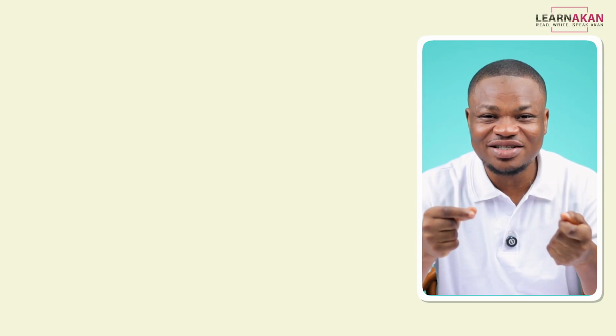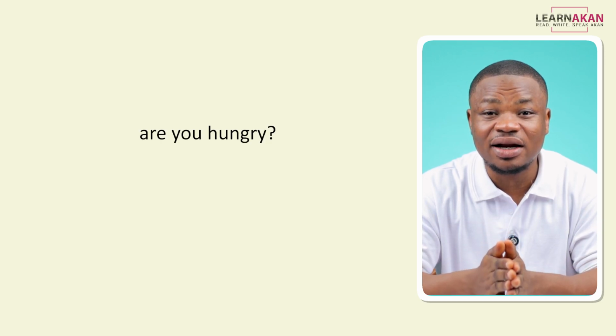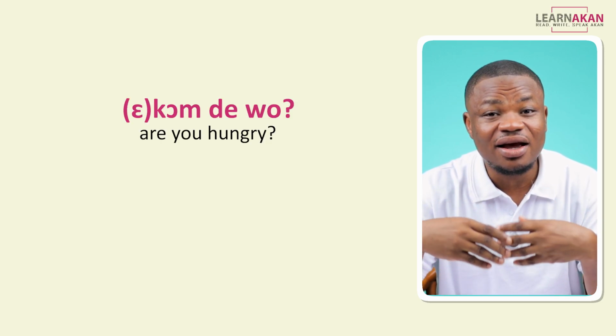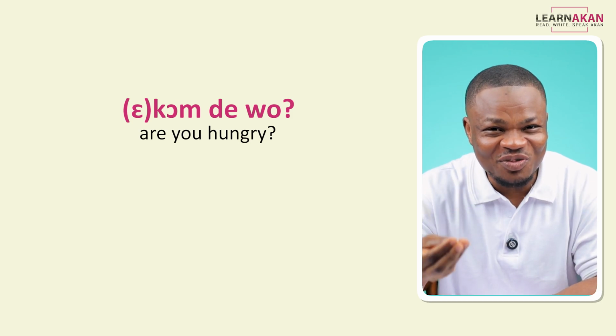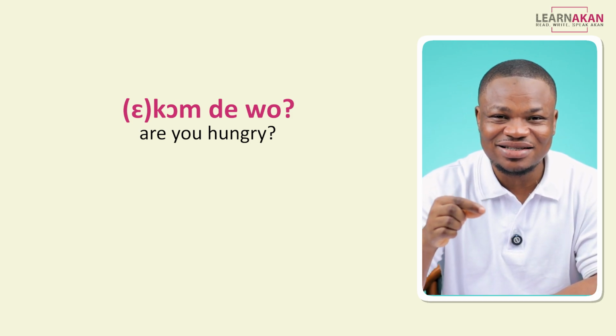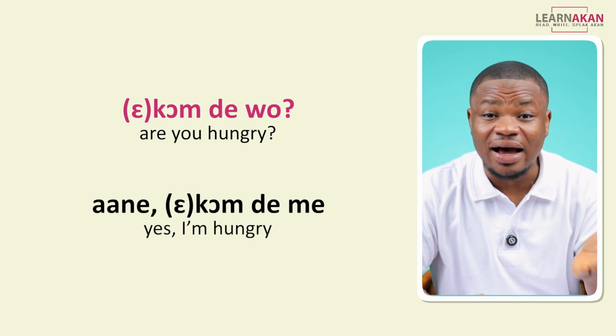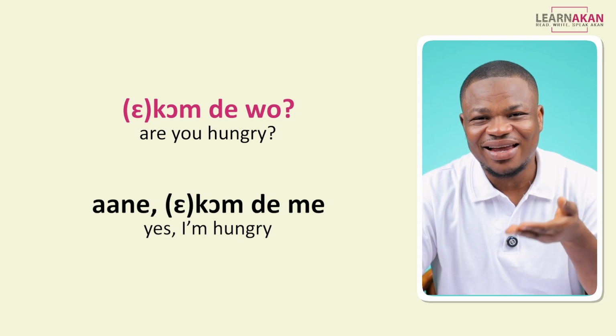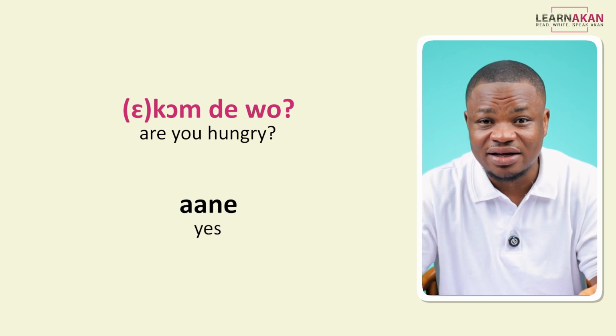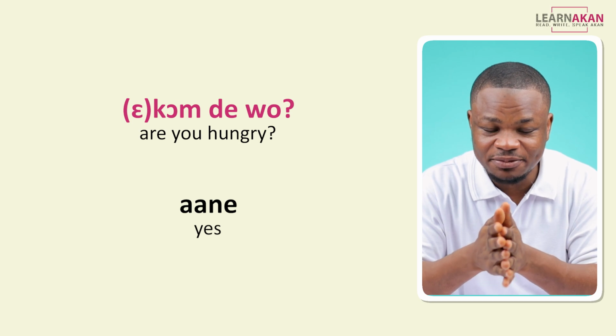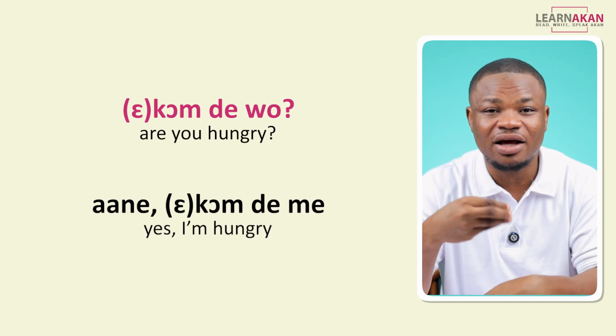So today I want us to conclude everything by looking at some very important expressions that we tend to use to talk about food and eating. Let's get into it. So for our first expression, if you want to ask someone, are you hungry? You would ask, "Ekomdo?" And if someone asks, "Ekomdo?" and you are indeed hungry, then you would answer, "Ane ekomdeme," or simply "Ane," since context has been established, okay? So you can answer "Ane" or "Ane ekomdeme."